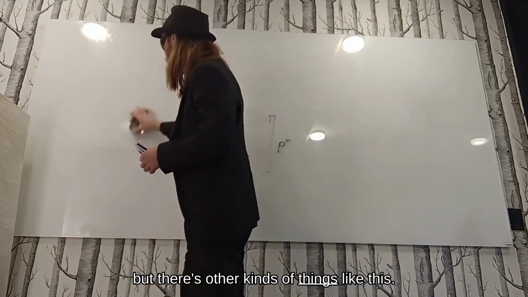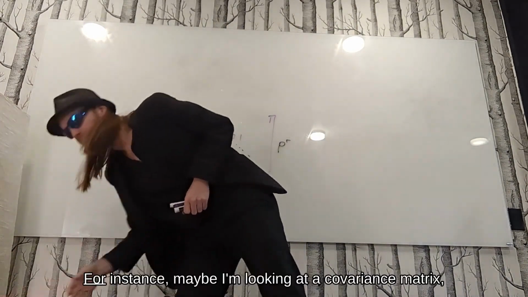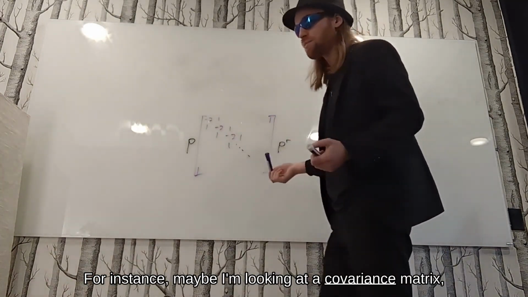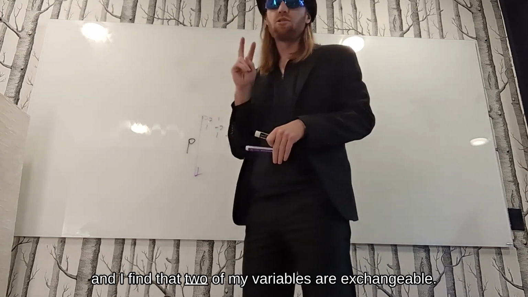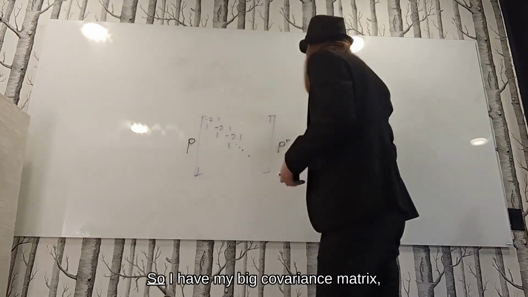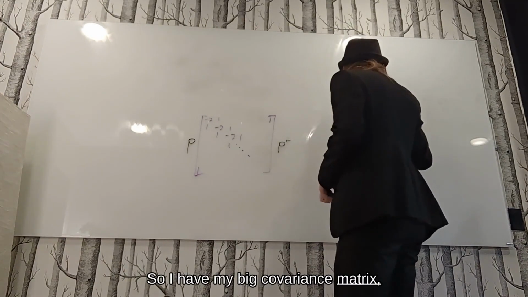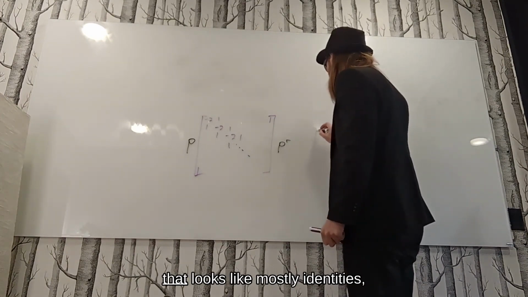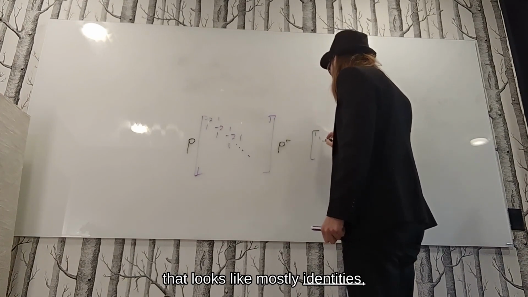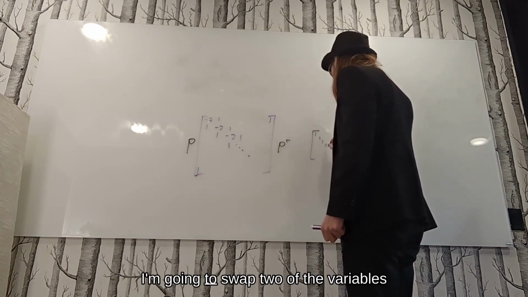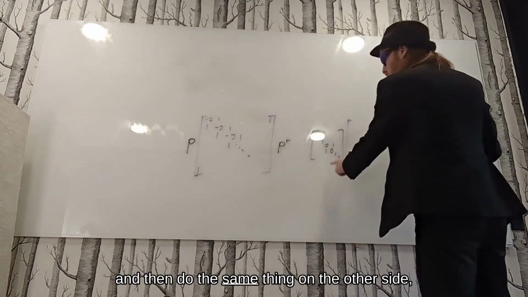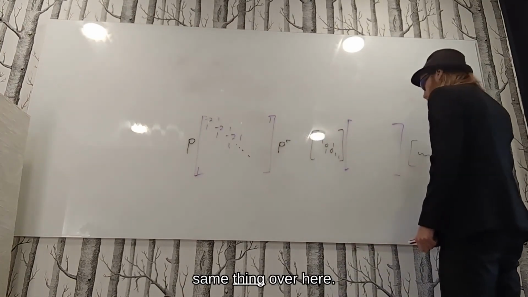But there's other kinds of things like this. For instance, maybe I'm looking at a covariance matrix, and I find that two of my variables are exchangeable. So I have my big covariance matrix, and I can apply a permutation matrix that looks like mostly identities, but then somewhere in the middle I'm going to swap two of the variables, and then do the same thing on the other side. Same thing over here.